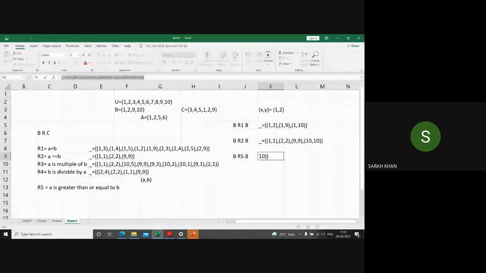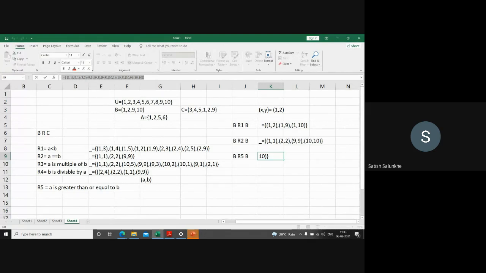You can look at here, sir, only 10 is visible. No, that's why I have highlighted here. This is R5. Look at here, I am highlighting. Is it transitive? Come on, respond quickly, yes or no.